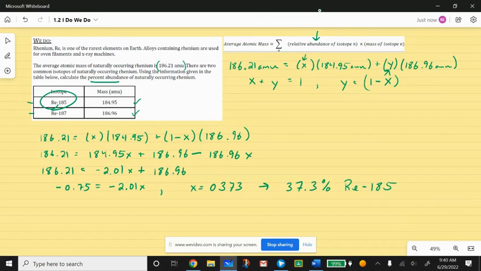Now they're asking us to calculate the percent abundance of each of those isotopes. If you remember, these percent abundances should add up to 100. So if we take 100 minus 37.3, we get the abundance of rhenium 187 to be 62.7%. So that means I have 62.7% of the other isotope. Since we only have two, their percent abundances should add up to 100. And that is it.